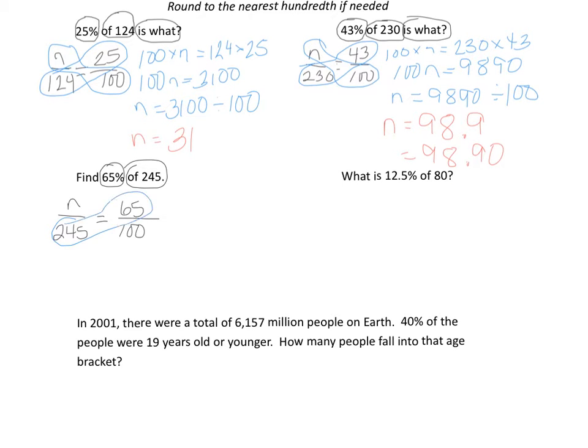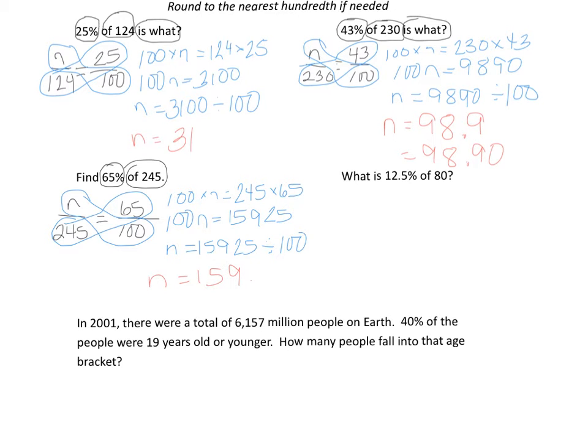We cross multiply just like we have been, and we have 100 times n equals 245 times 65. 100n is equal to 15,925 because 245 times 65 is 15,925. We then divide 15,925 by 100 to find out that n is going to equal 159.25.